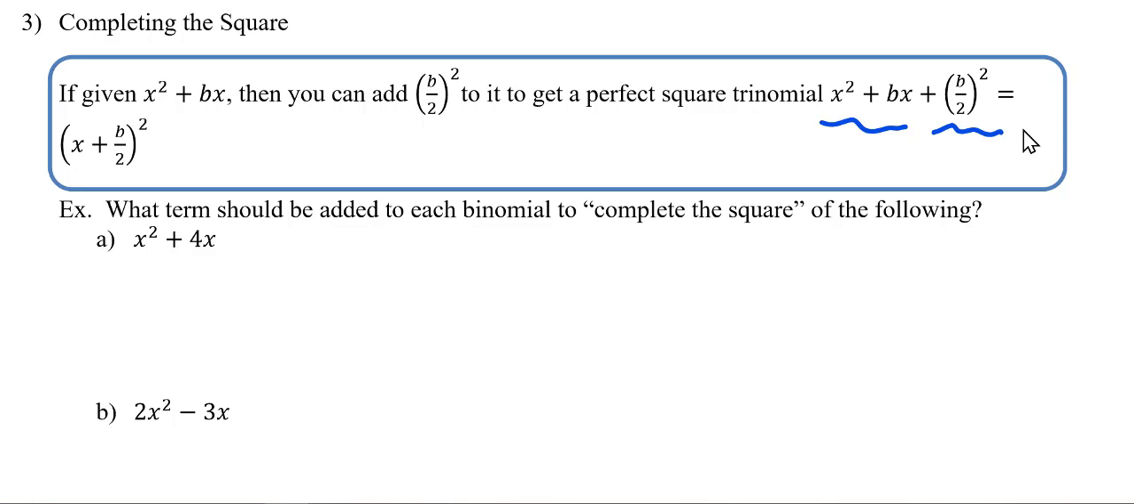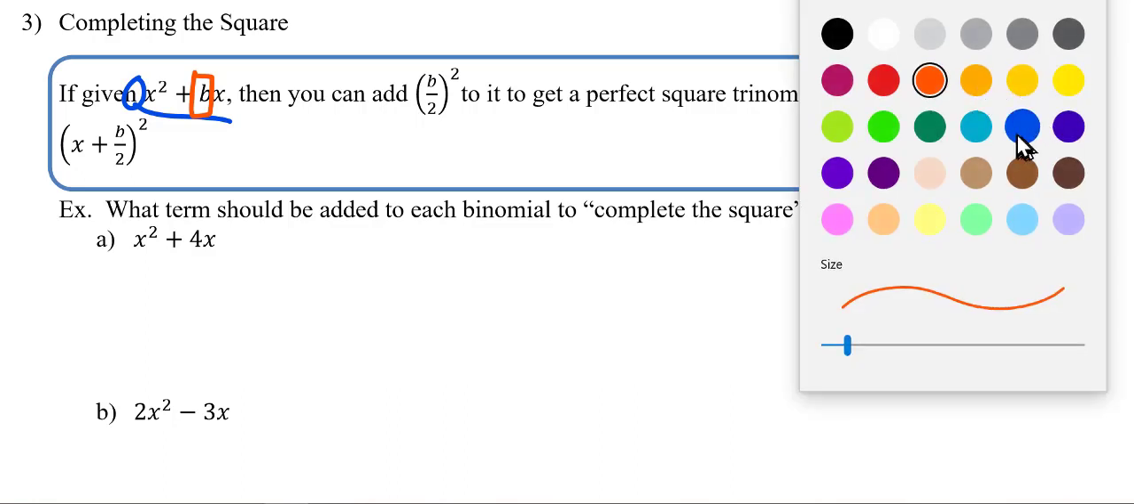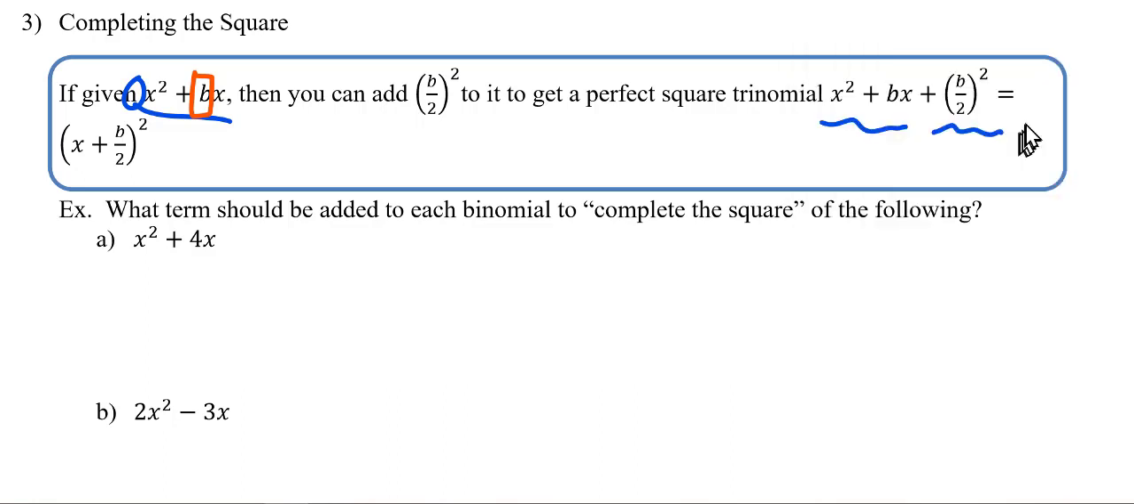Couple of important things here. This only works when you have a coefficient of 1 on the x squared, so be very careful of that. Notice what we are doing is we are taking this number here, the b, dividing it by 2 and then squaring it. So that's going to be our process here.